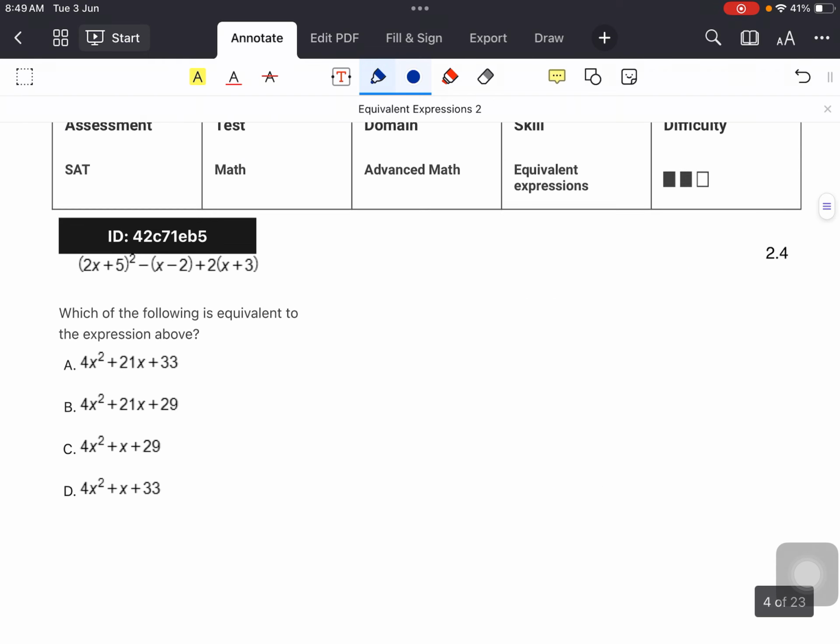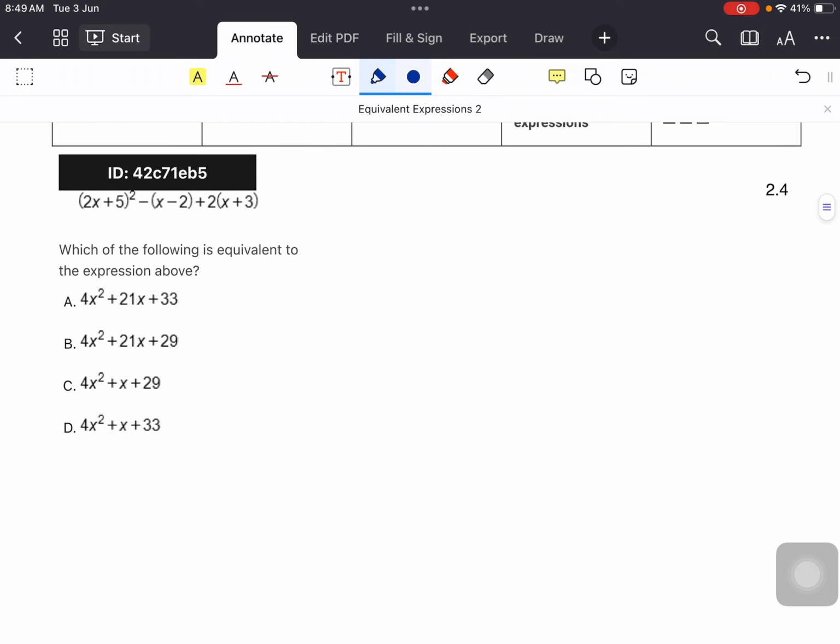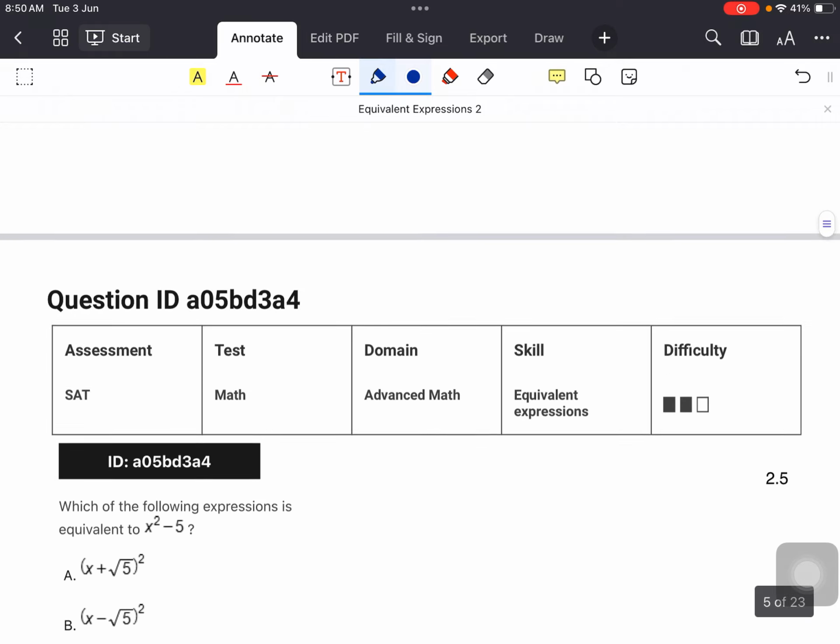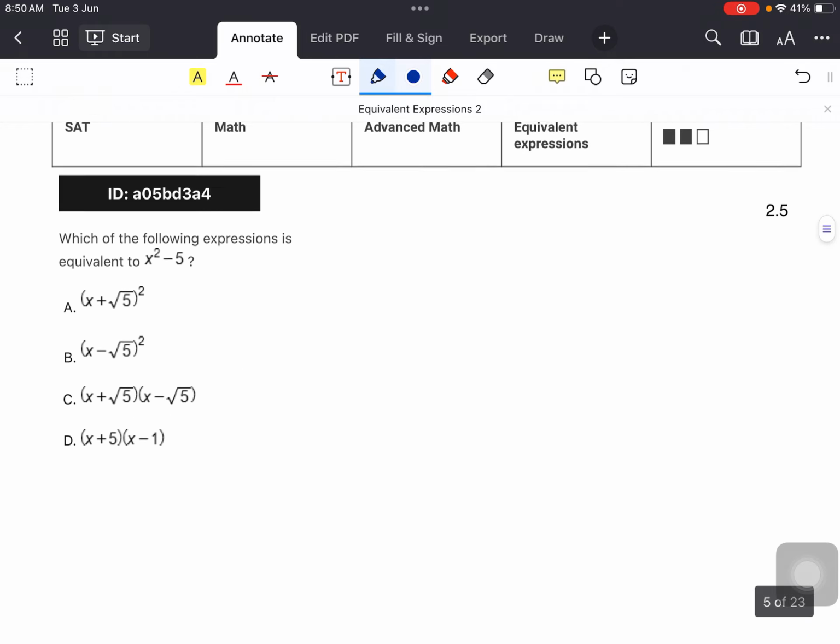All right, next one is (2x plus 5) whole squared minus (x minus 2) plus 2x plus 3, and again we have to find the equivalent expression. So I suppose that you guys can try this one and post me the answers in the comment, and also the solutions. So would love to see it. Please take a screenshot and solve it, and you can post the answer either by this ID number also. Okay, so try this. I'm sure you can do it.